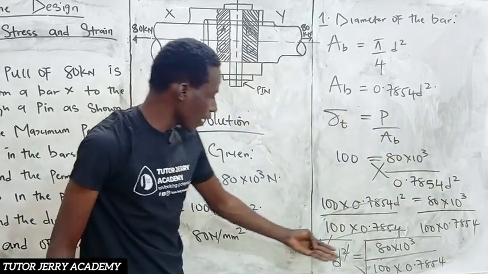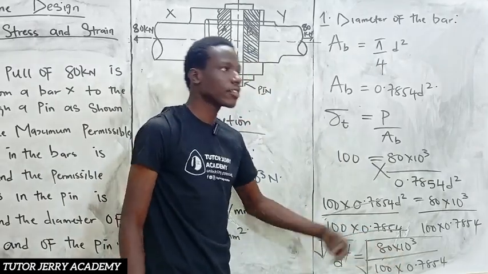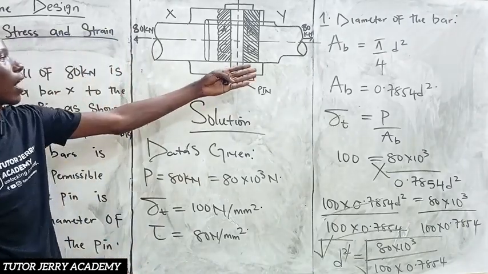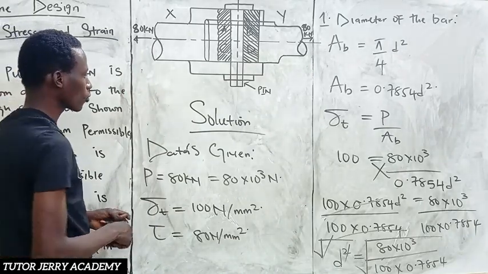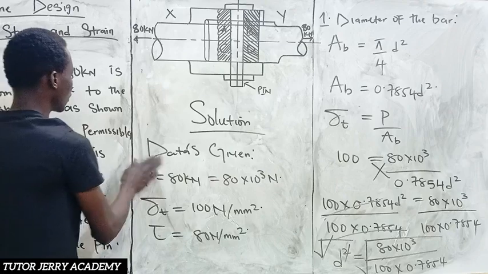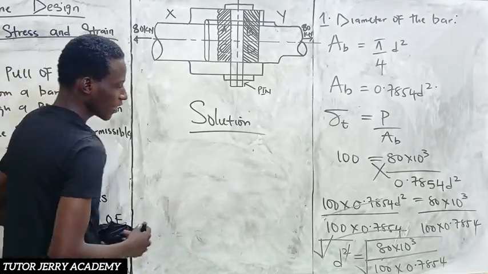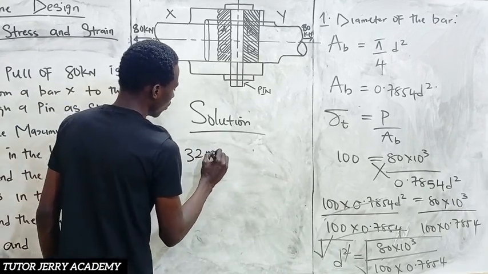Now if you simplify this by dividing and taking the square root, you realize that our d, that is our diameter of the bar, will be nothing but 32 millimeter. So I'm going to be wiping this place. Of course, if you simplify that, you're going to have d equal to 32 millimeter.